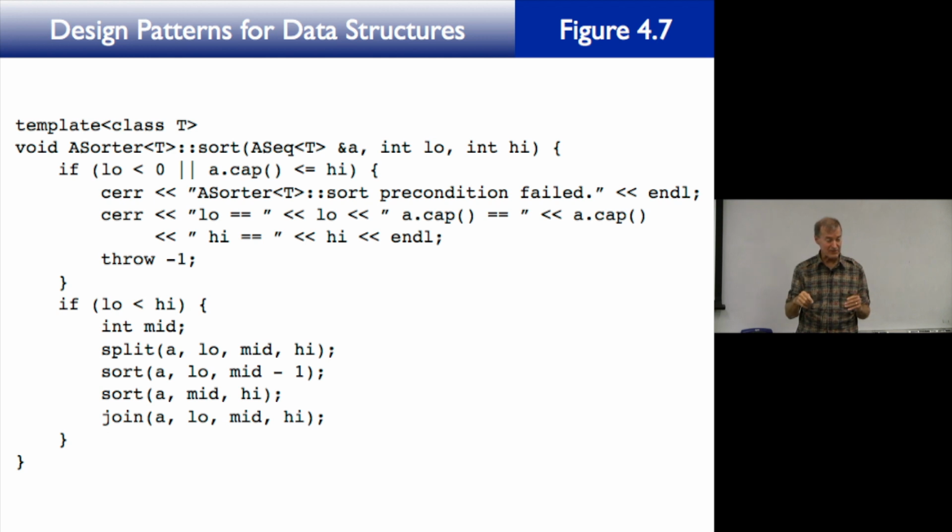And then what's it going to do? Sort A between mid and high. And then what's it going to do? Join A, low, mid, high. And there it is. You don't have to write this. It's done once. When you do the merge sort, you don't have to write this at all. It's just done this once. And so this is doing this.